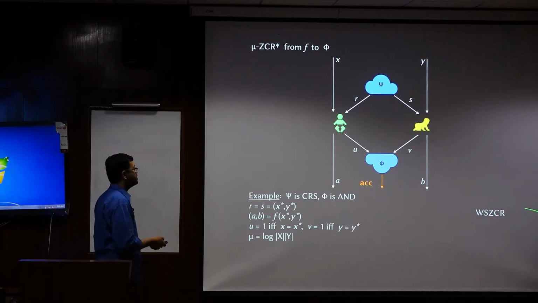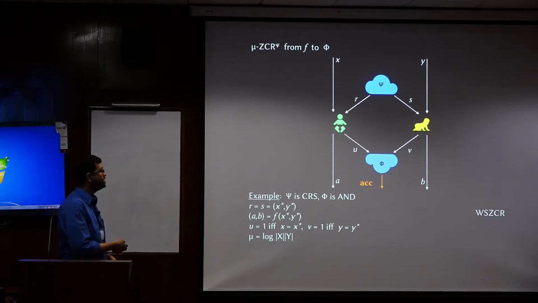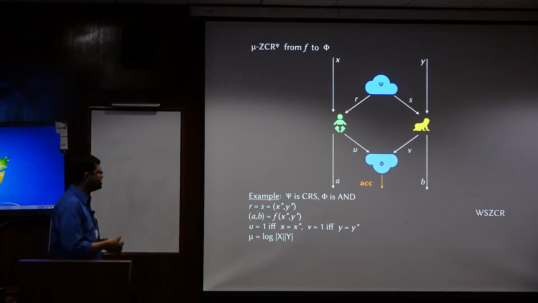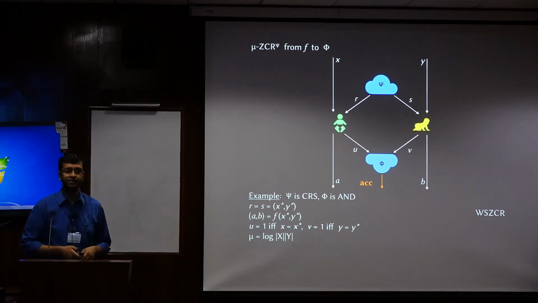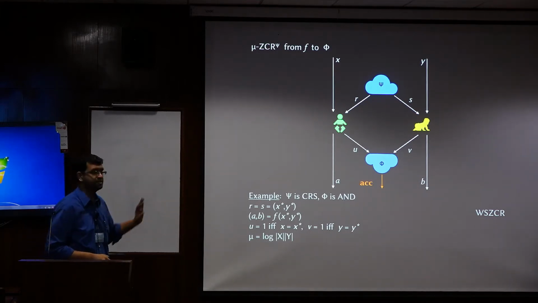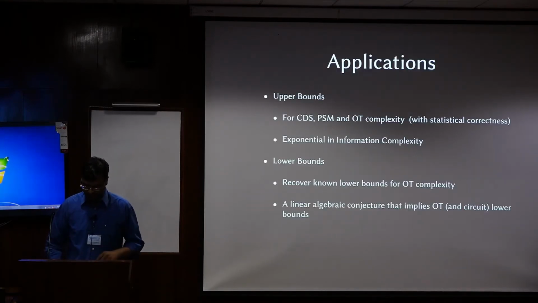Why is it weakly secure? Because acceptance happens when x equals x star and y equals y star. This happens with probability 1 over the domain size of x, and with probability 1 over the domain size of y, independent of what particular x and y it is, because this is being chosen uniformly at random. And the adversary doesn't see anything else, it only sees the acceptance probability. So that doesn't reveal anything about x, y. Okay, so that was weak.